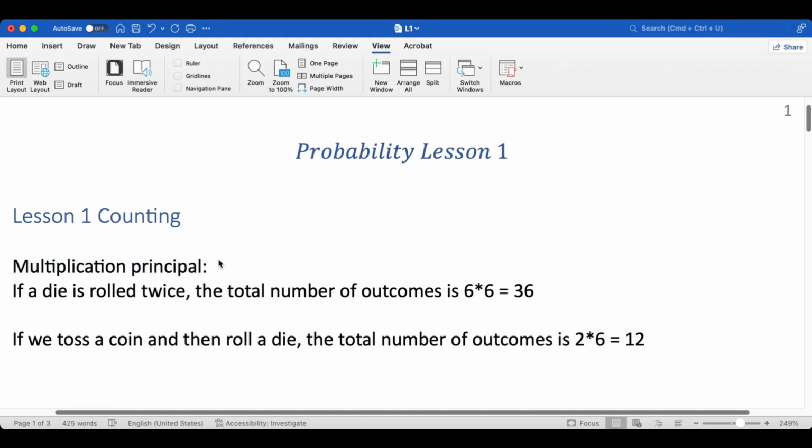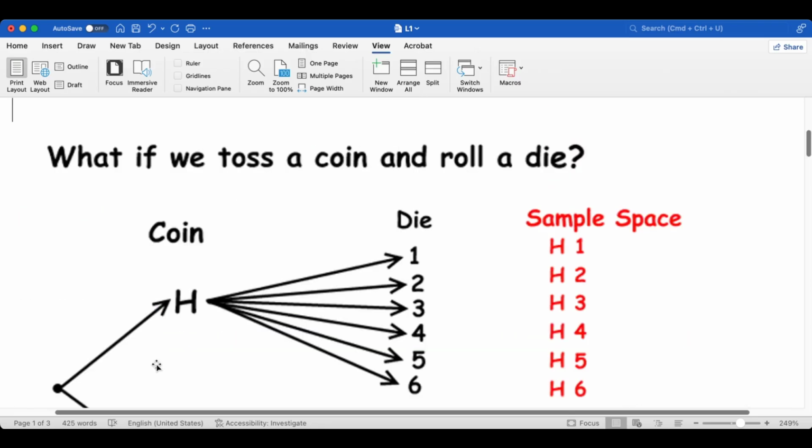Starting out with a few examples, if you roll a die twice, each time you roll the die, there are 6 possibilities. So the total number of possibilities for rolling twice will be the product, 6 times 6, which is 36. If we toss a coin first and then roll a die, we have 2 outcomes for the coin, heads, tails, 6 for the die. Multiplying those together, we get 12 possibilities.